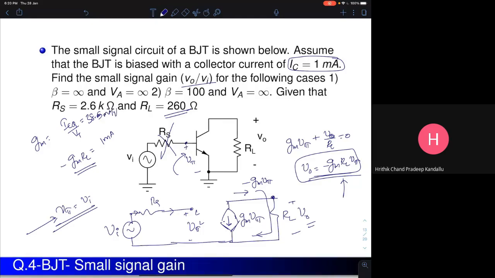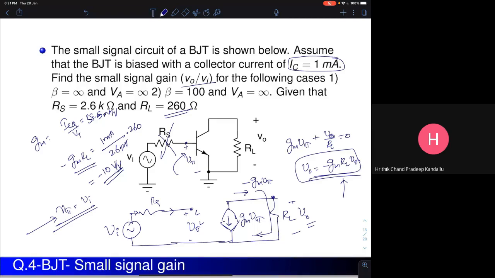I'll take VT as 26 millivolts. So 26 millivolts into 260, this comes to around 10, I think, right? Yes, you get it around 10. Minus 10 is the gain, volt per volt. So if we ask you to express this gain in decibels, what will be the value of the gain?